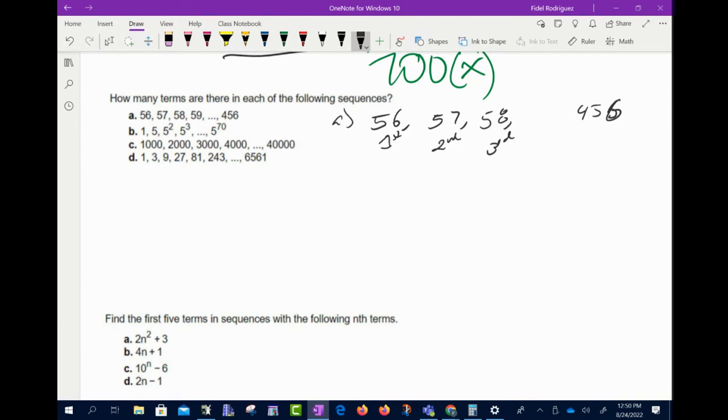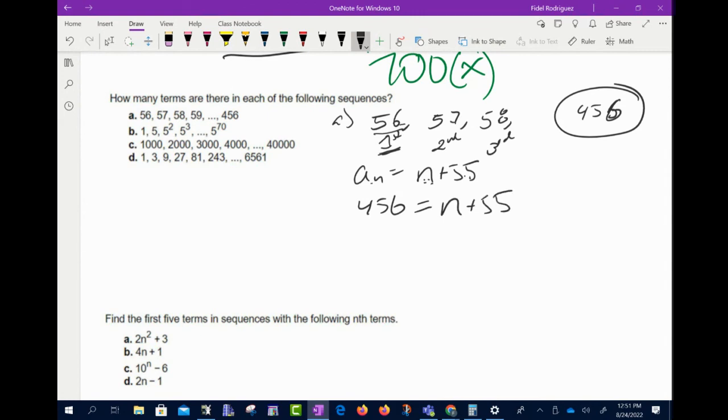Since I'm not starting off at one, what I would do is I would do it like this. If I were to find a formula for my sequence here, I would say, how much am I adding to one to get to 56? 55, right? So I would say, look, n plus 55. Because when n is 1, 1 plus 55 gives me 56. 2 plus 55 gives me 57. 3 plus 55 gives me 58. So if I wanted to figure out what term is the 456, I would say, look, let the 456 be equal to n plus 55.